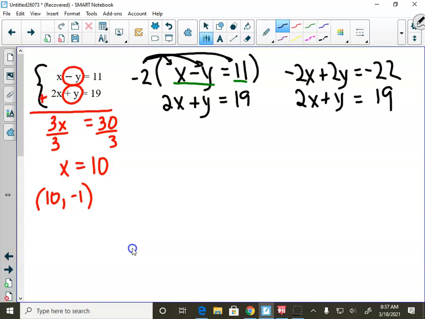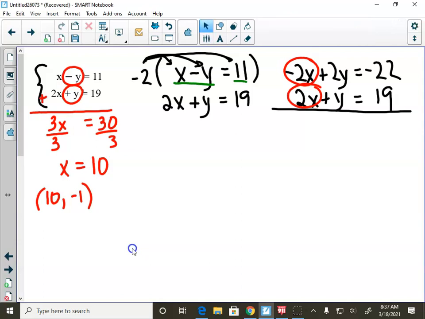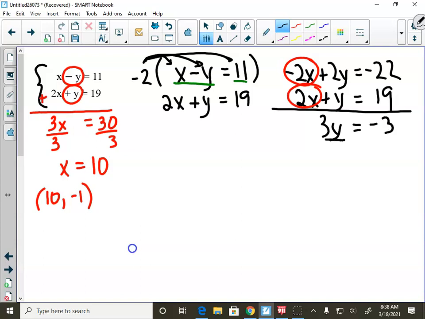So now we have our two equations, but we're able to eliminate our x term this time. Because if you look at it, our negative 2x and our positive 2x are going to drop out this time, thus eliminating the x variable. And then we would have 2y plus y is equal to 3y. And negative 22 plus 19 is negative 3. And then divide both sides by 3. And we would find out that y is equal to negative 1, just like we found out before. So that would be true elimination.